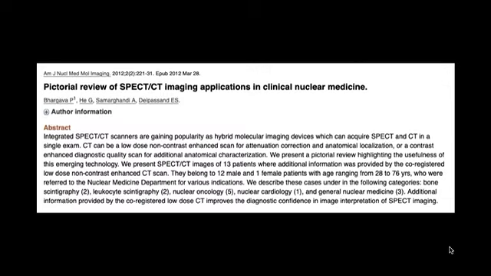Check out this article that we published a few years ago. The text is available for free online, a pictorial review of SPECT CT imaging applications in clinical nuclear medicine.